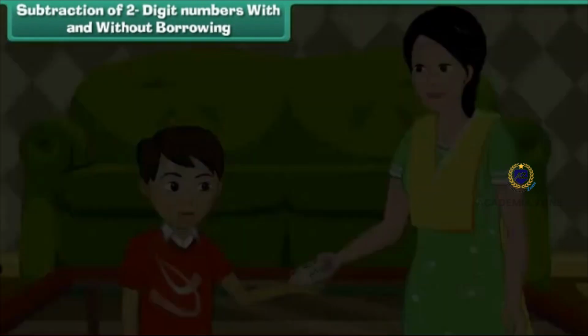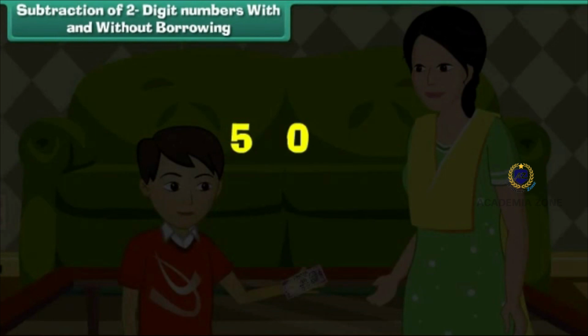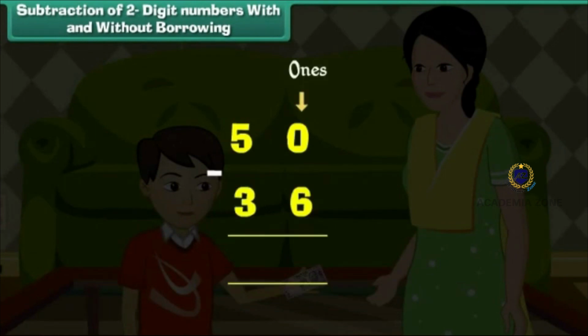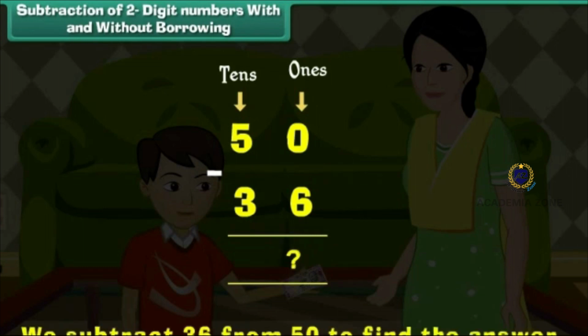Anuj's mother gave him 50 rupees. He spent 36 rupees at the Christmas carnival. How much is he left with? We subtract 36 from 50 to find the answer.